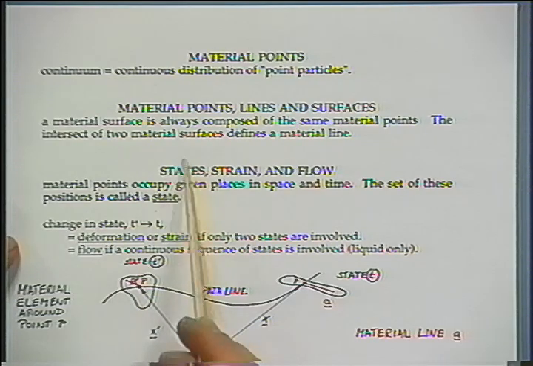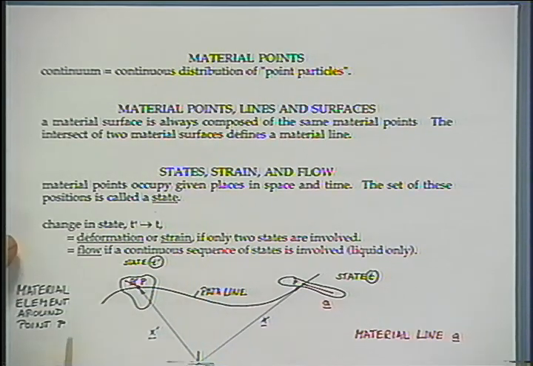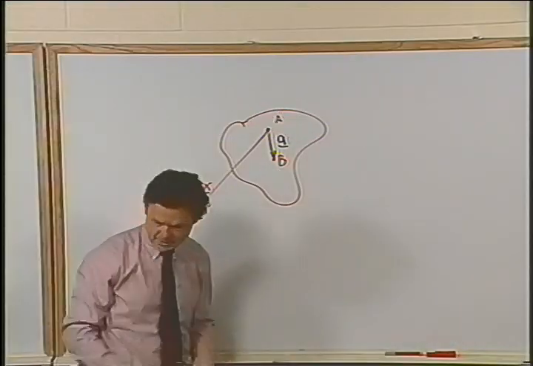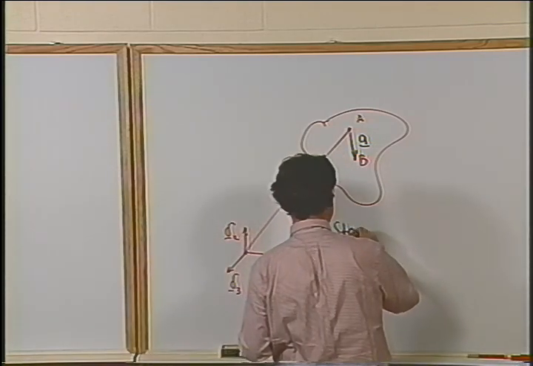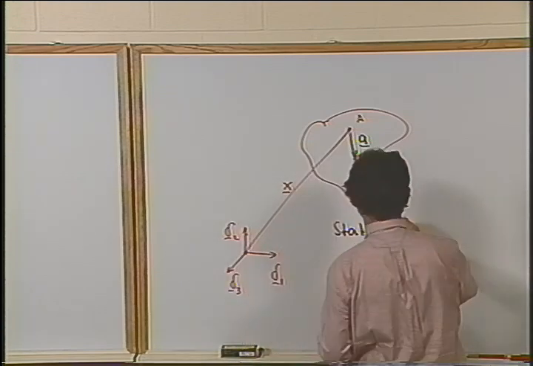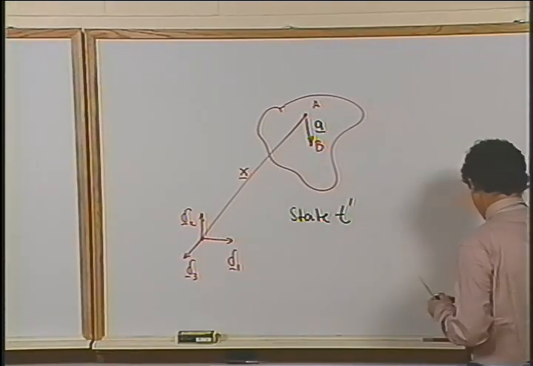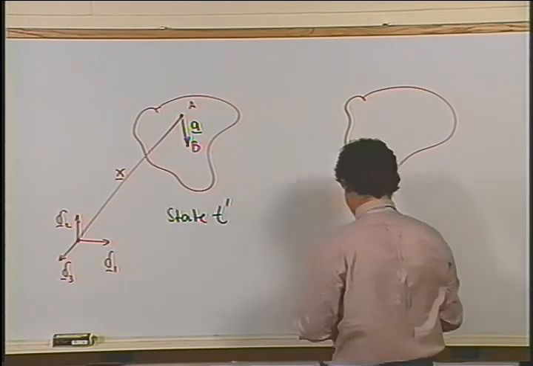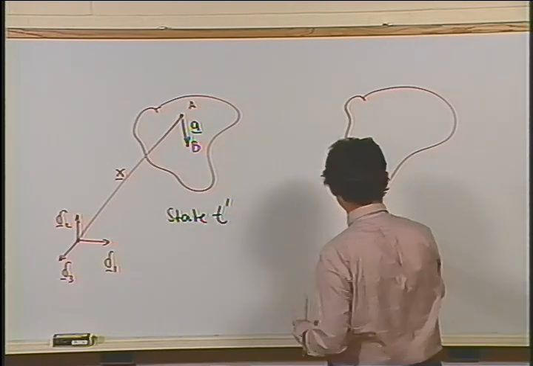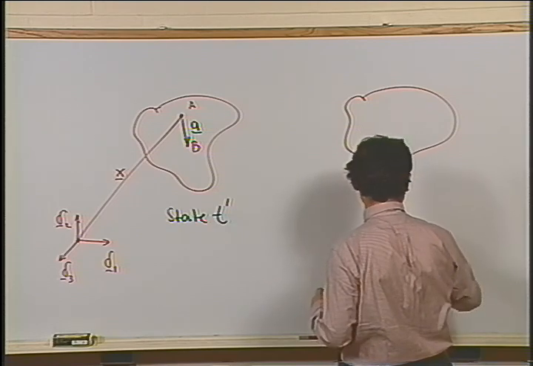Now, the state of a material would be the agglomeration of all the points of these material elements. If you know their mathematical description, know their location mathematically, then you would say you know the state of the material at time t. So this would be state t, or let's take this as t prime, and then when deforming this material, you would generate some other state, here at some later time, state t prime.